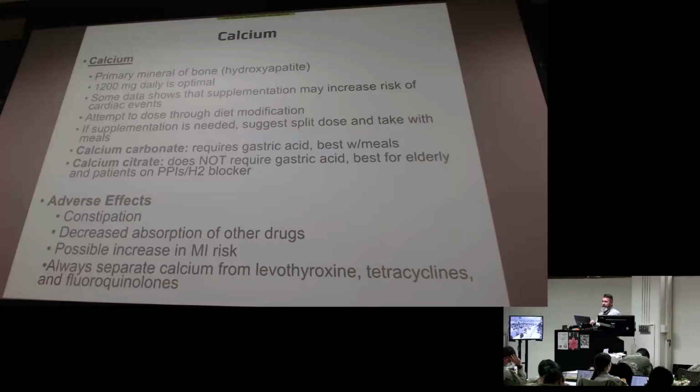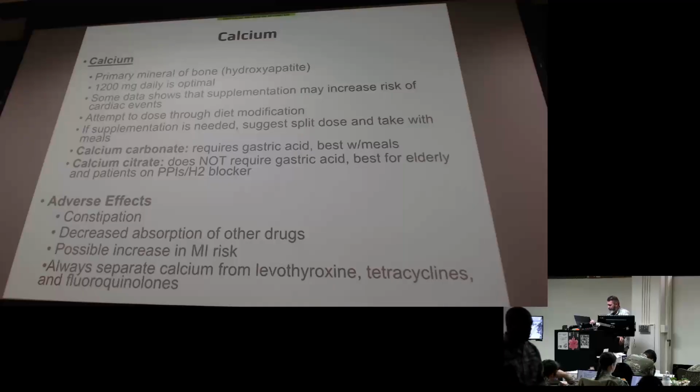Always separate calcium from levothyroxine, which we're going to talk about in depth during the thyroid lecture, tetracyclines, and fluoroquinolones. So be aware of those adverse effects.